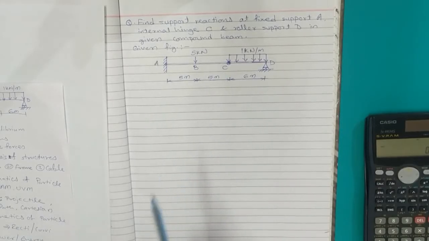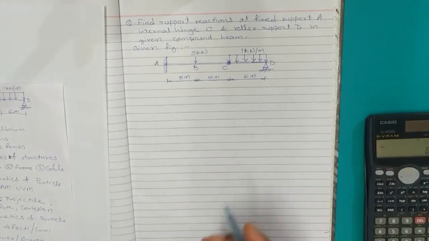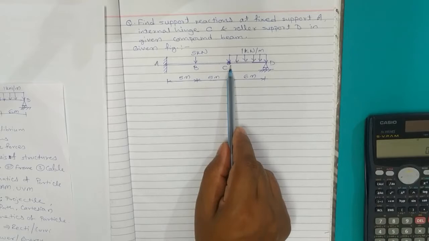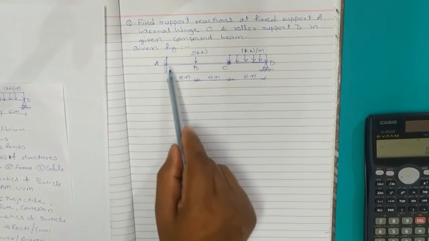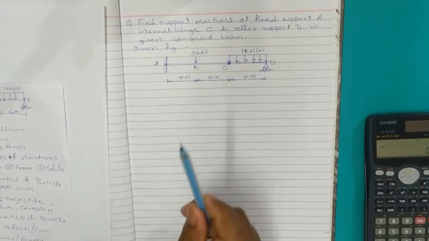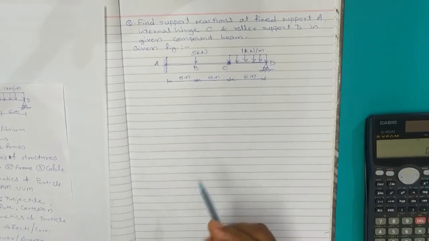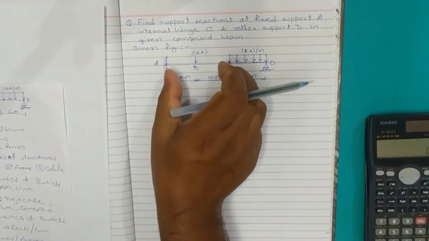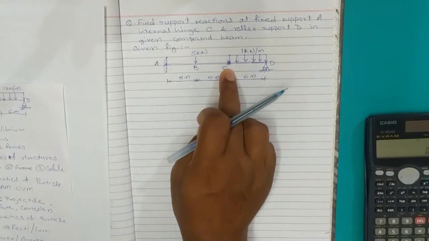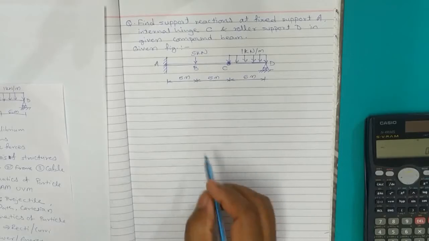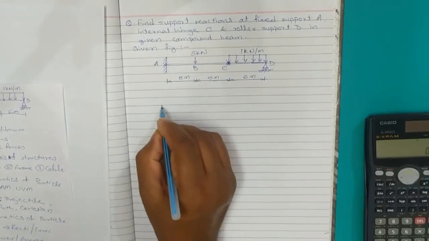Let's first try to understand what exactly we mean by internal hinge. So when we say C is one internal hinge, that clearly means ABC is one part of the beam and CD is another part of the beam. So we can isolate the beams only at the internal hinge point C, and we can draw their FBDs separately. Let's see how we can draw this.